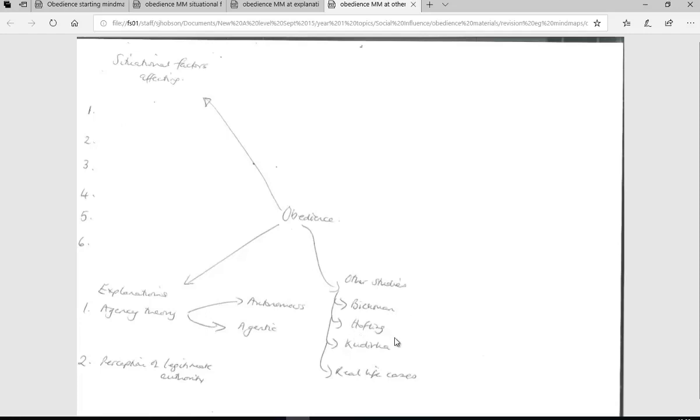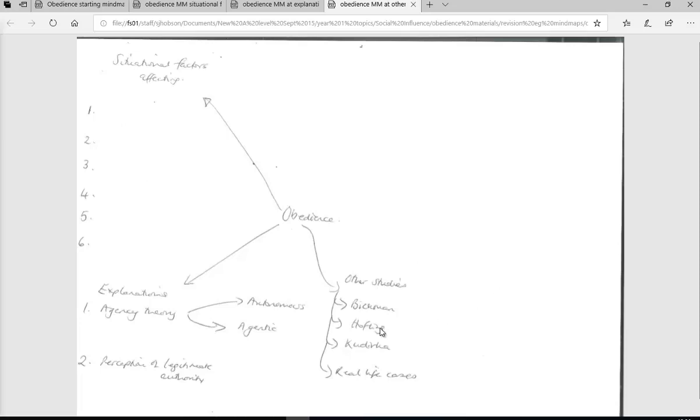The second one we've got is Hofling, which, as you know, was done in a hospital, and 21 out of 22 nurses broke 4 hospital rules. You don't need all the info, but basically they had instructions over the phone from an unknown doctor. They used a drug that wasn't on the ward list. They gave twice the maximum dose of the drug as well, and they shouldn't have taken orders from an unknown doctor over the phone. So 21 out of the 22 nurses actually obeyed.